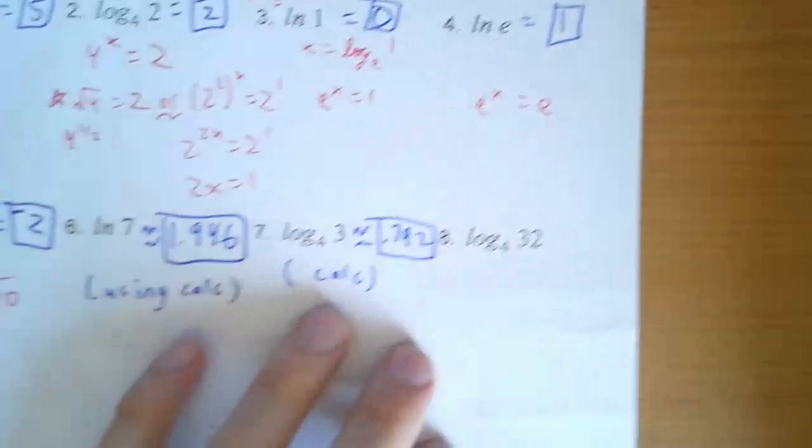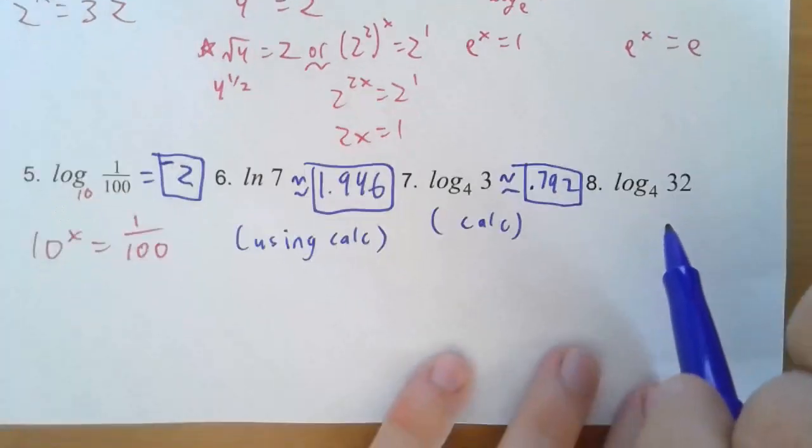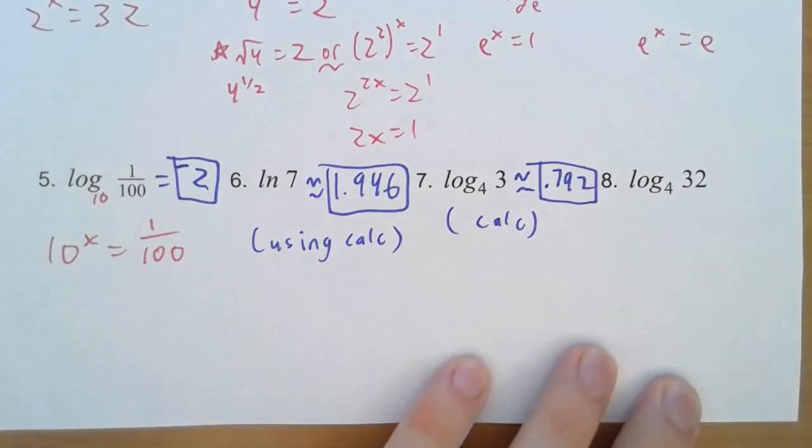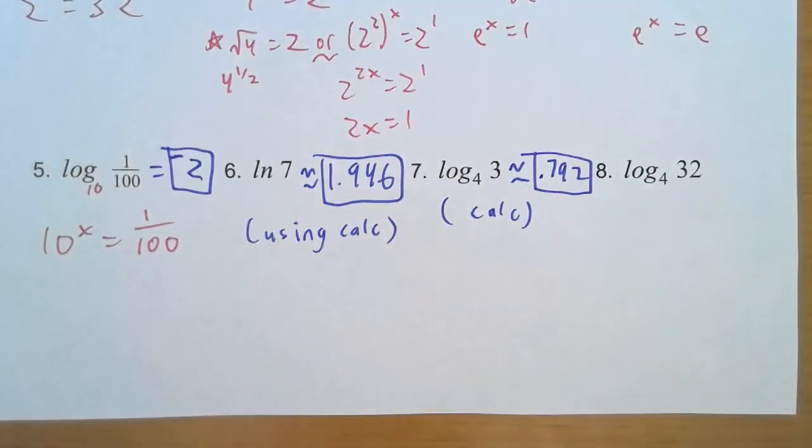Okay. Now, what about this one? You might think that's another one you would need a calculator on. I mean, 4 to what power is 32? 4 is usually just 4, 16, 64, 256. How are you going to get 32 out of that? Well, there actually is a decent exponent that we can figure out without a calculator.